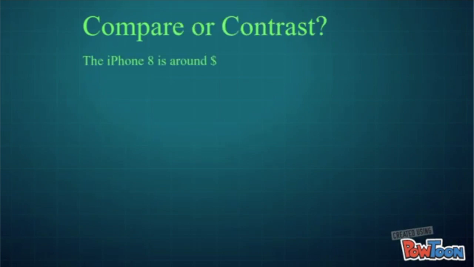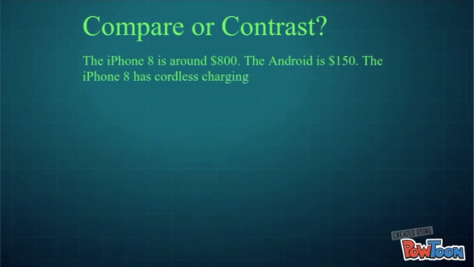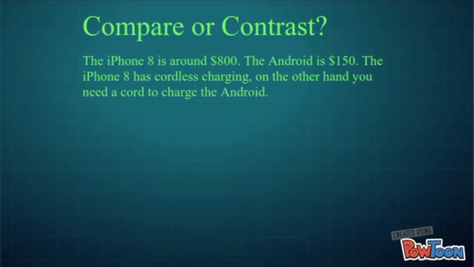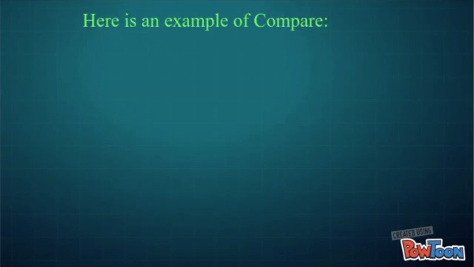The iPhone 8 is around $800. The Android is $150. The iPhone 8 has cordless charging. On the other hand, you need a cord to charge the Android. Which is it? If you said contrast, you would be correct.